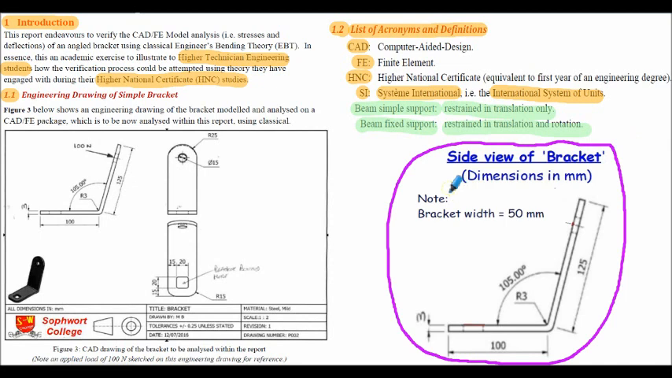And purely for your reference, I've just added an enlarged version of the side view of the bracket here, showing the dimensions slightly more clearly. Just notice here the bracket width is actually 50 millimeters. That's determined from the radius here of 25 millimeters.